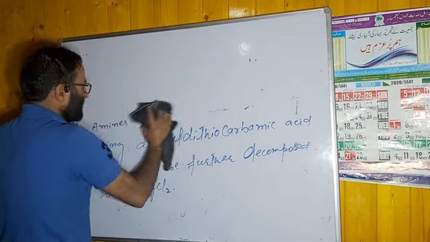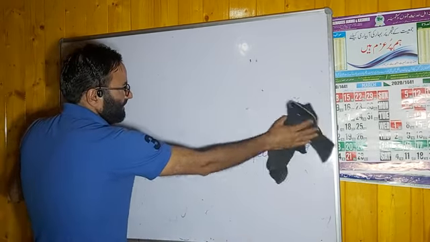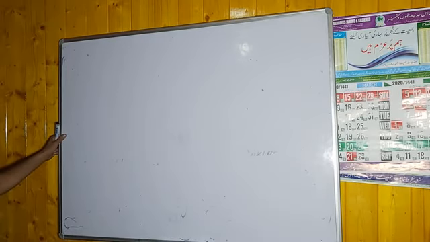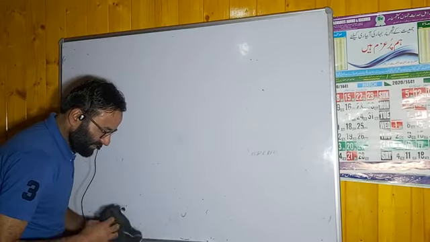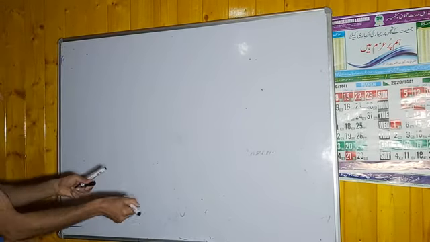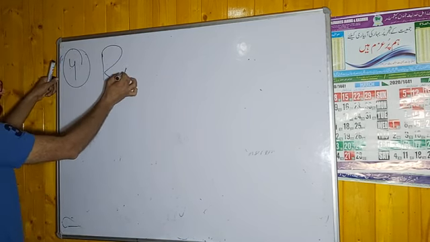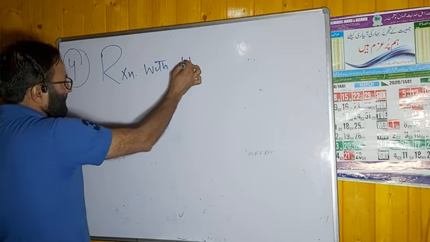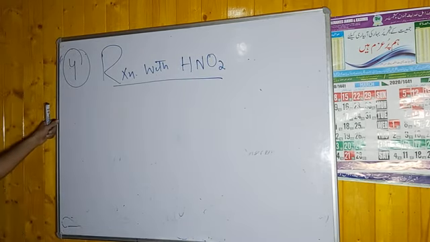Now we will see the important reaction that is listed in the text. A very important reaction. When you discuss how we can distinguish 1 degree and 2 degree amines, this reaction will come again in the form of a test. That test is known as the nitrous acid test. Remember, this is a very important reaction. The fourth reaction is the reaction with nitrous acid, HNO2.